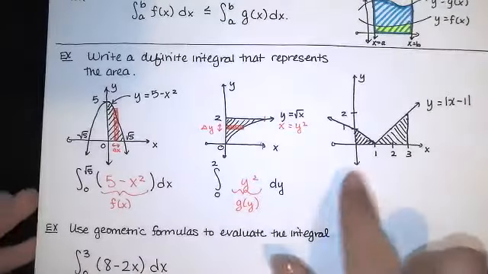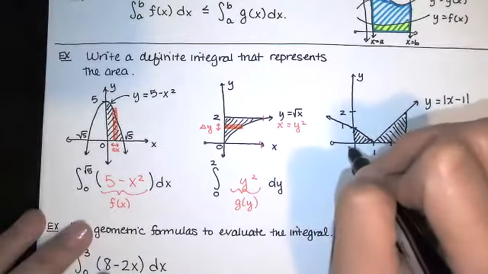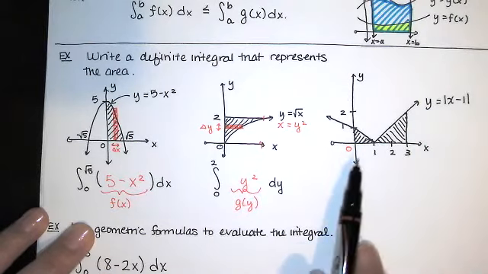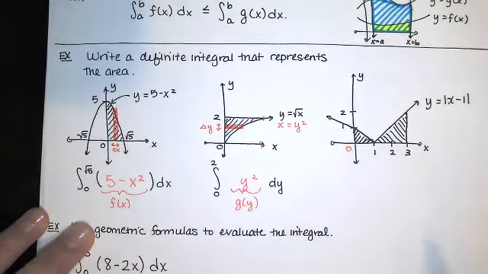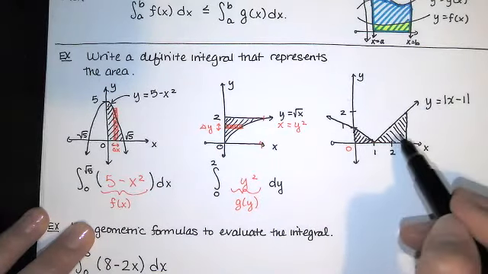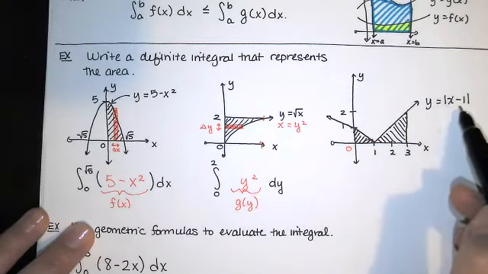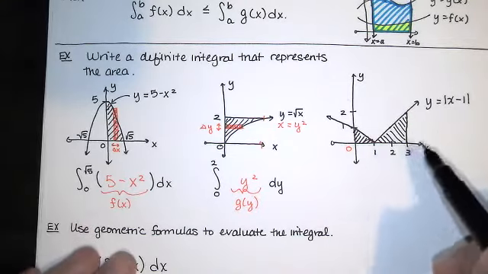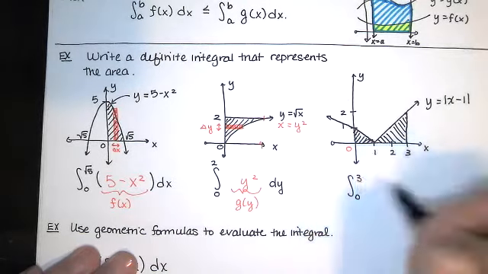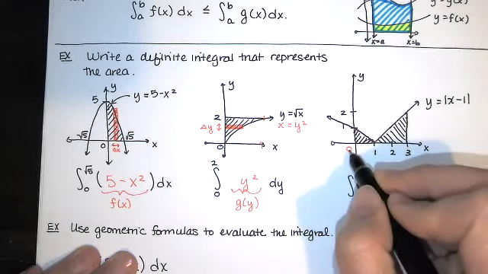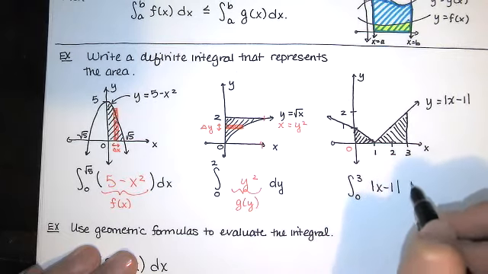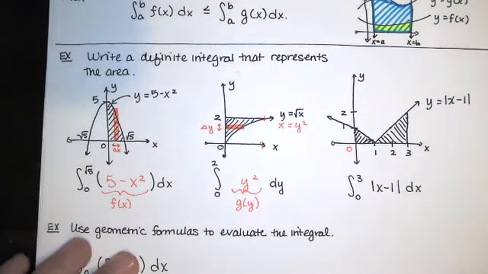Okay, now over here, we've got something similar. We've got an absolute value function, and we're asked to write this as a definite integral. We want the area between the function y equals the absolute value of x minus 1 and the x-axis between x equals 0 and x equals 3. So I'd write the integral from 0 to 3 of the function times dx. And that's it.